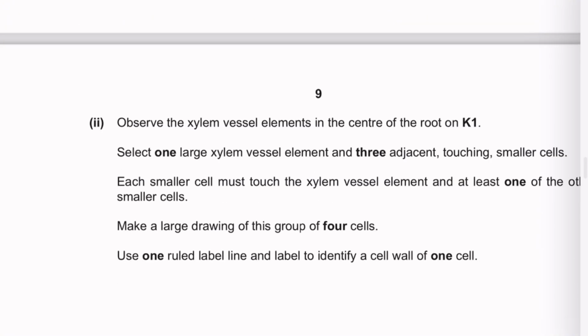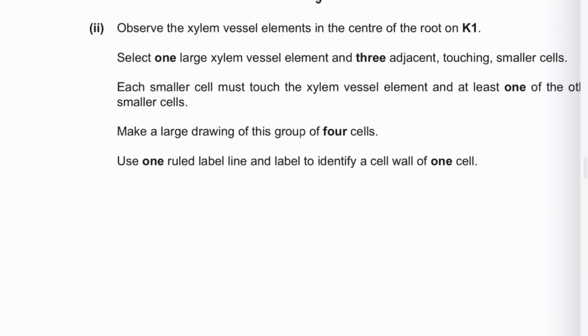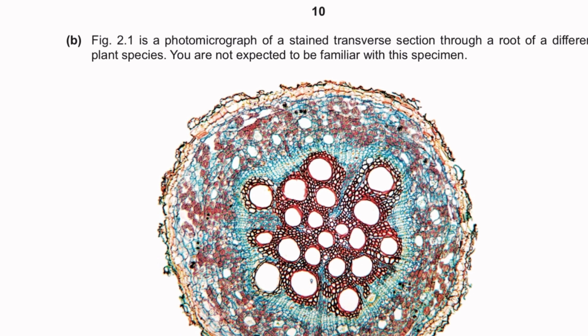Moving on to 2. Observe the xylem and vessel elements in the center of the root. Again, here you're drawing cells. And again, do not shade the cell wall, do not shade the nucleus, do not shade anything. Label only what he asked you to label. And if they didn't ask you to label anything, label everything. And that's it. Moving on to B.